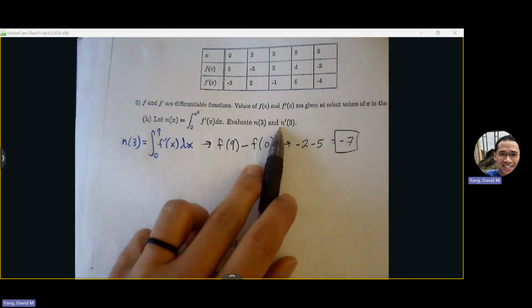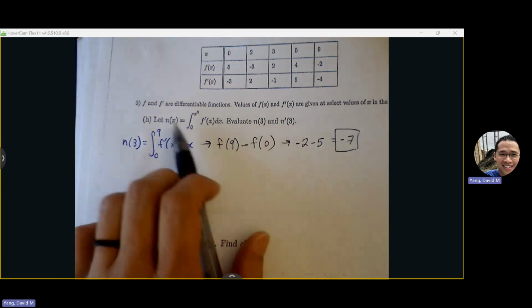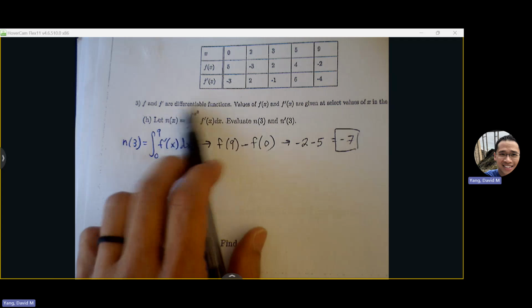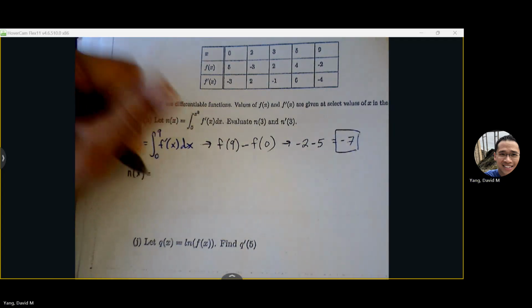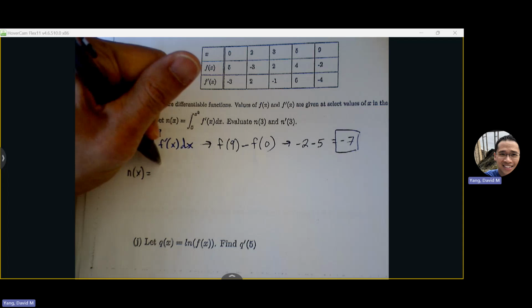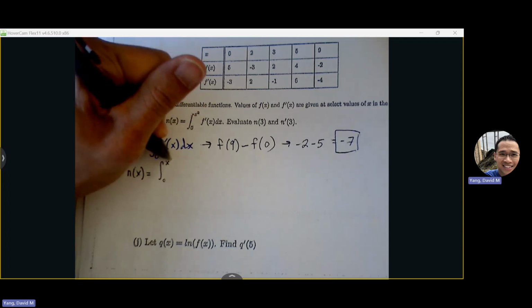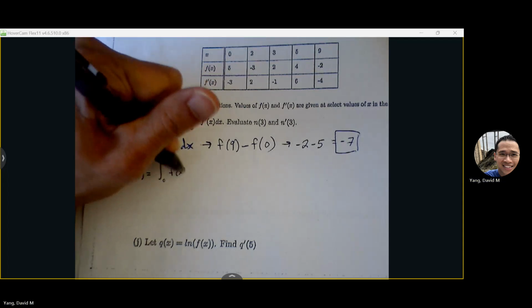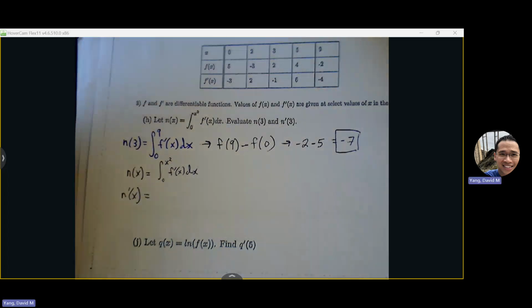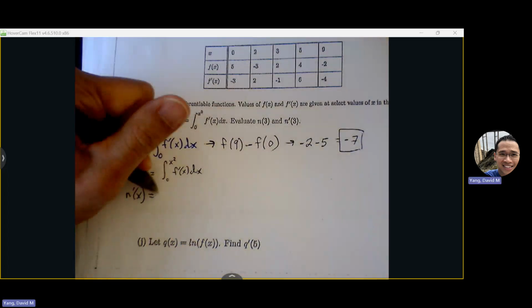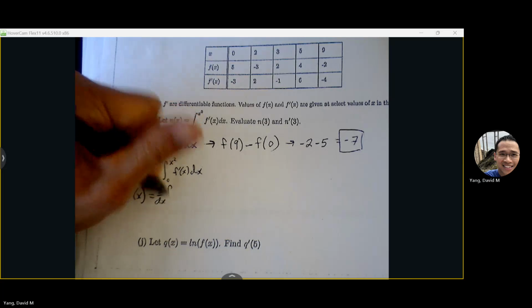Next part, evaluate n prime of 3. N prime of 3 is the derivative of this. So let's find the derivative of this before we plug in 3. So here's my n of x again, from 0 to x squared of f prime. So n prime would be the derivative of this. So the derivative of the integral.